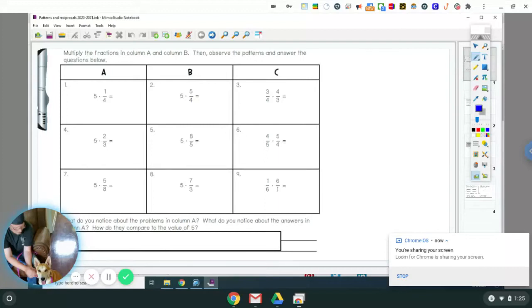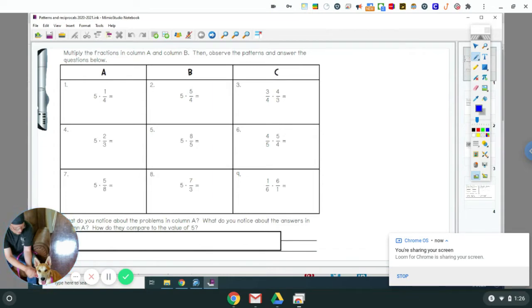Today we're going to be talking about patterns and reciprocals. When I talk about patterns, it's trying to figure out if the number is going to get bigger or get smaller, depending on what you're multiplying by. And a reciprocal is a new word, but you'll see how fun and easy it is. We're going to answer 1 through 9 real quick, and then we're going to talk about it because there are going to be a couple patterns to see.